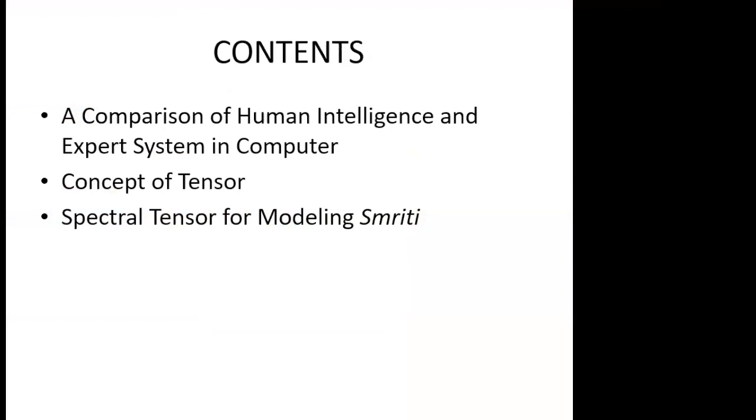So basically, first I'm going to discuss human intelligence and expert systems in computers. Then I'll give you the concept of a tensor, and then the concept of a spectral tensor, and I'll tell you why we need this concept of a spectral tensor for modeling Smriti or memory. Memory, as you have discussed in many of the last presentations, exists in your brain, but there is some memory which goes from one body to another body. So instead of calling it memory, I just prefer to call it Smriti.